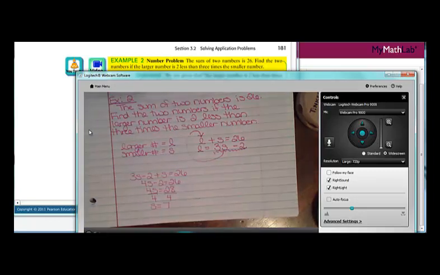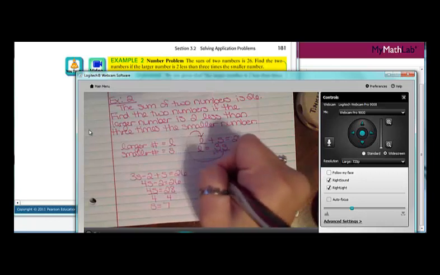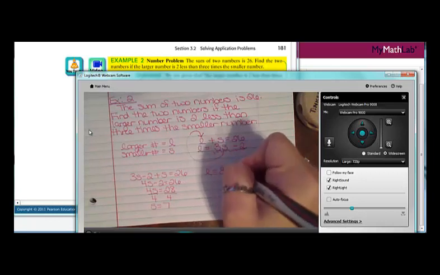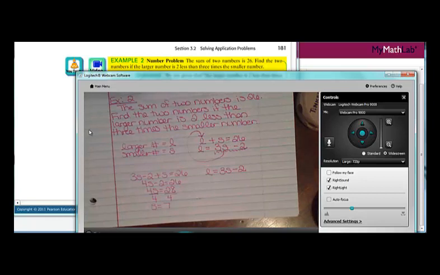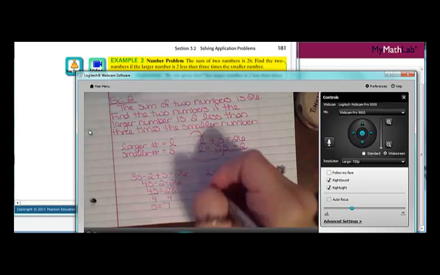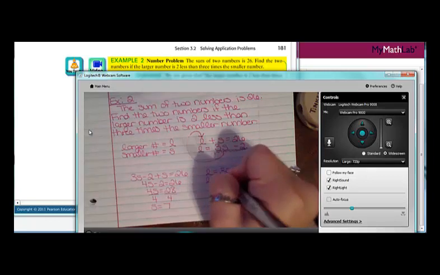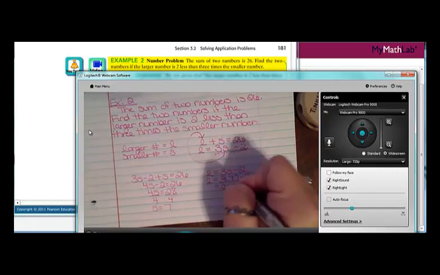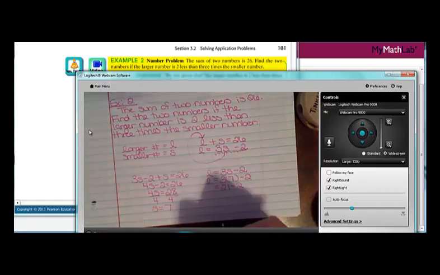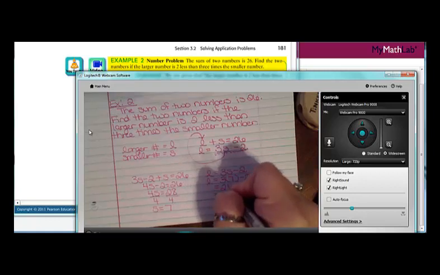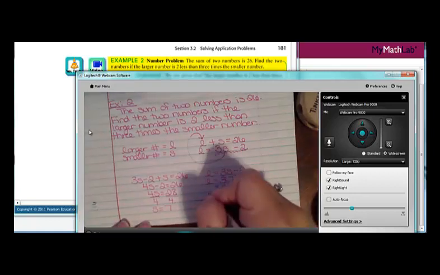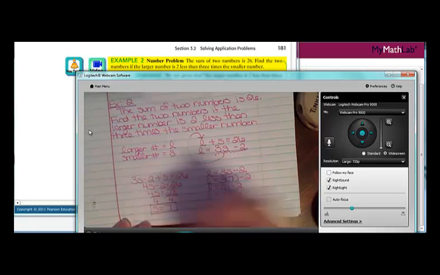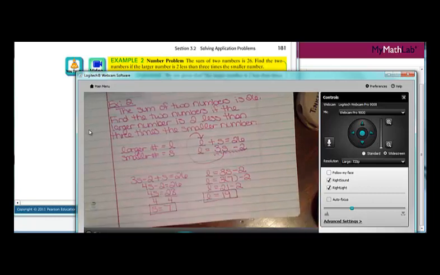So we know our smaller number is 7, but we need to know what our larger number is. So at the very beginning we said the larger number is 3 times the smaller number minus 2. Now that we know what S is, we can just plug that in. So we get L equals 3 times 7 minus 2. So L equals 21 minus 2. And that means that L equals 19. So we got S equals 7 and L equals 19.